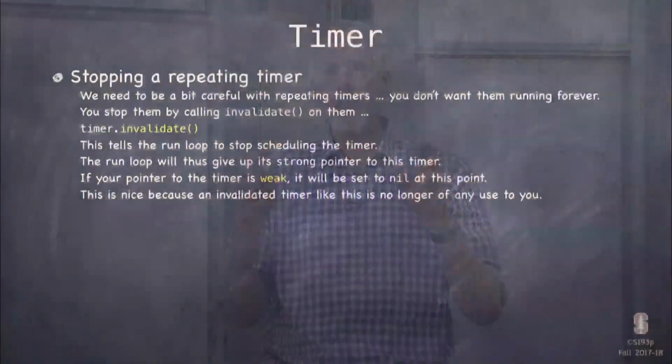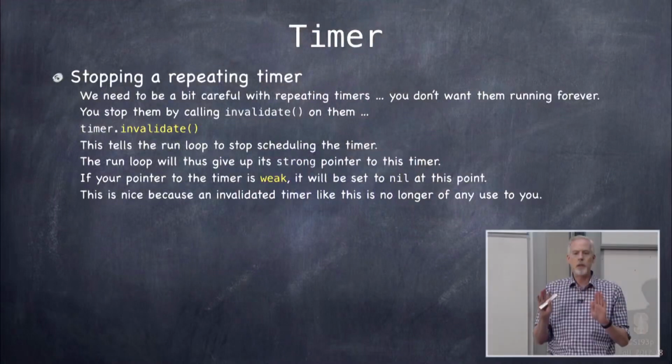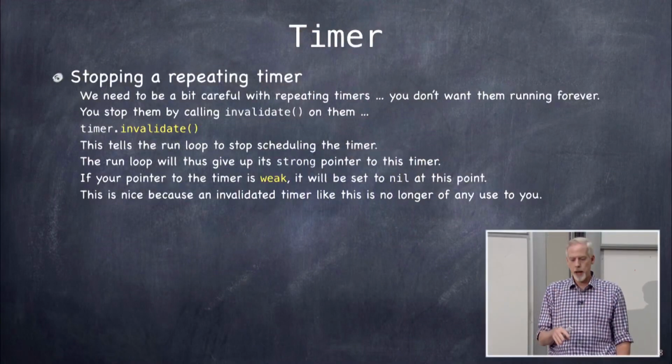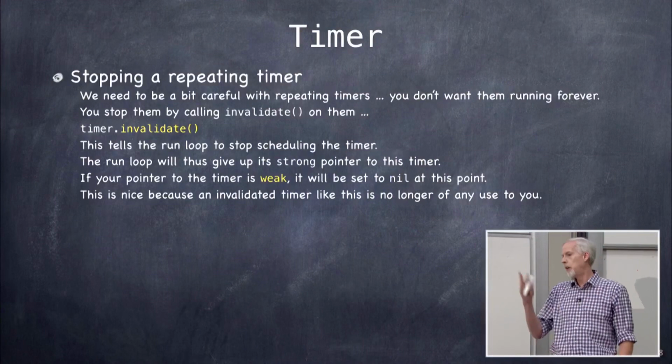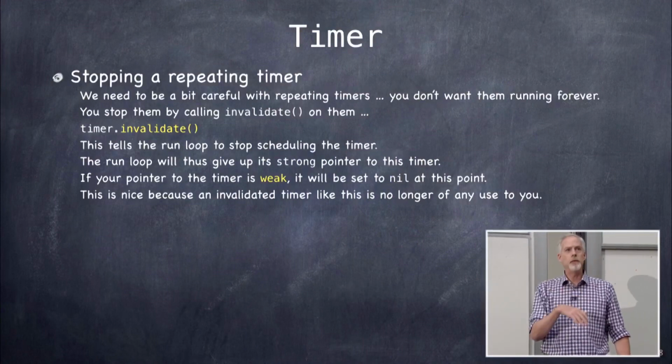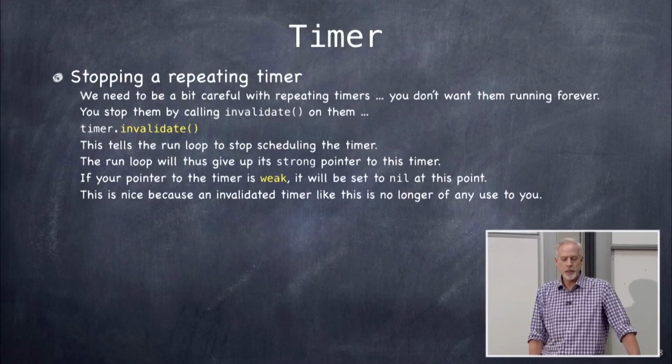So how do you stop a repeating timer? You've got a timer going off every 2 seconds. Well, you just send the message invalidate to the timer, and it will no longer run. In fact, invalidate is going to throw it out of the heap and set weak vars to nil, and it's all going to be done. So that's it. Super easy to use class Timer.